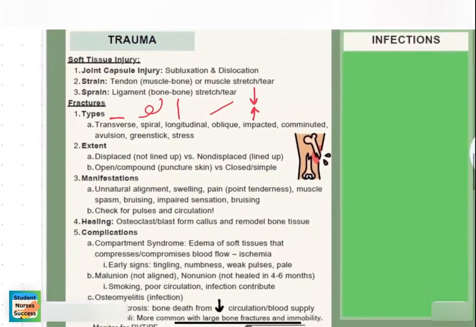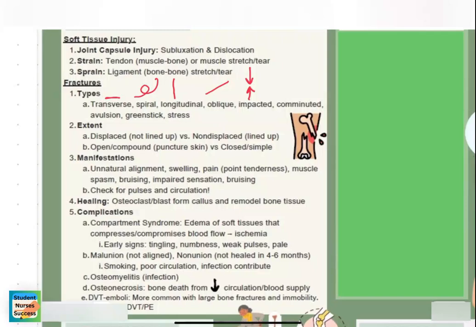Now, when we talk about the extent of a fracture, fractures can be displaced, meaning they're not lining up. This picture here kind of shows two bones not lining up, or they can be non-displaced, meaning that they're nice and lined up. So the two pieces are in a row. Certainly a non-displaced fracture is easier to repair and mend. A displaced fracture needs to be either pinned or maybe plated, or needs some type of manipulation.